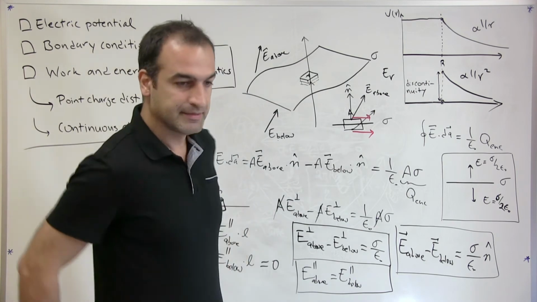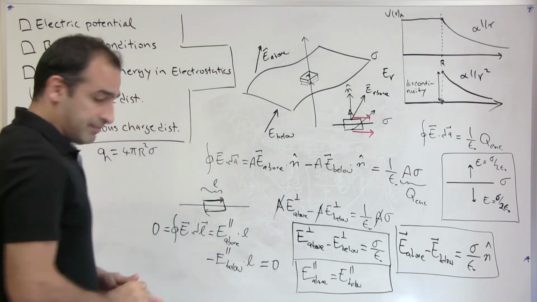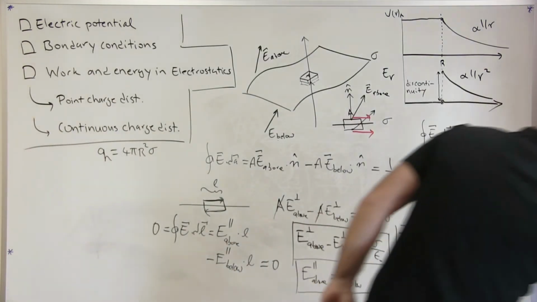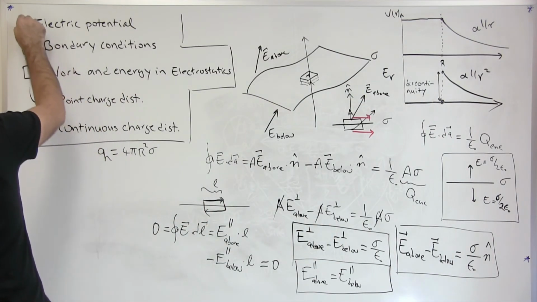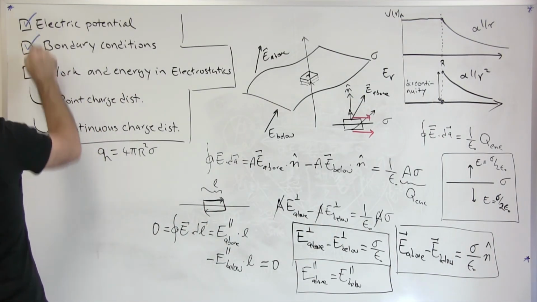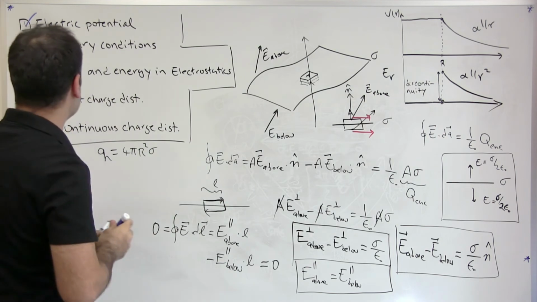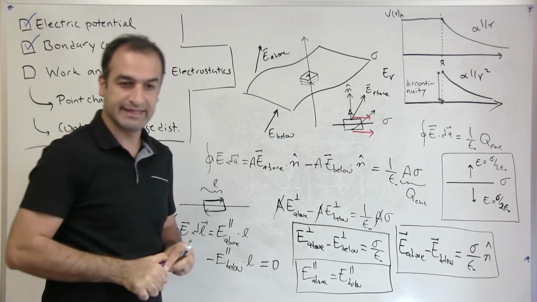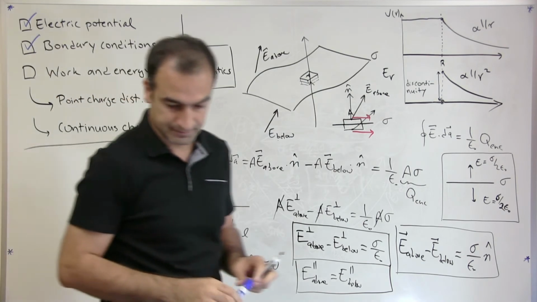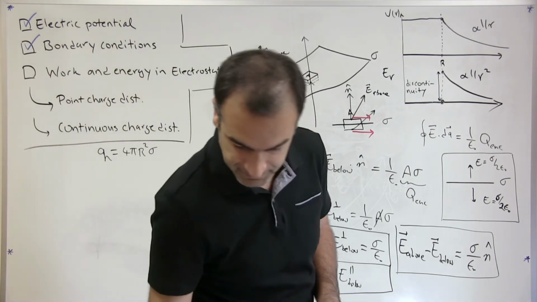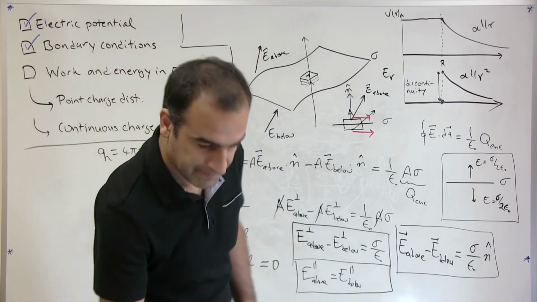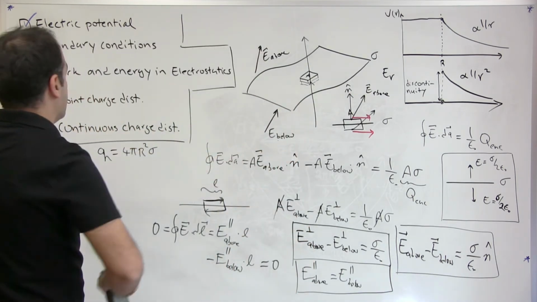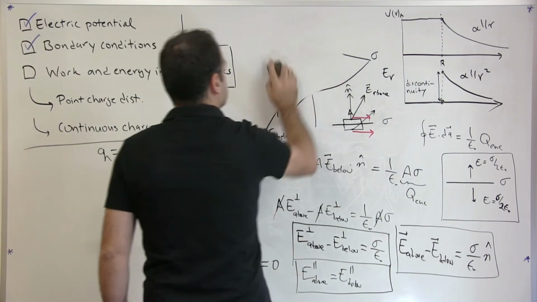So I'm going to stop discussion on boundary conditions here. So we covered the example we had on electric potential and boundary condition. And now I'm going to move on to work and energy in electrostatics. Okay, so let me erase these things here.